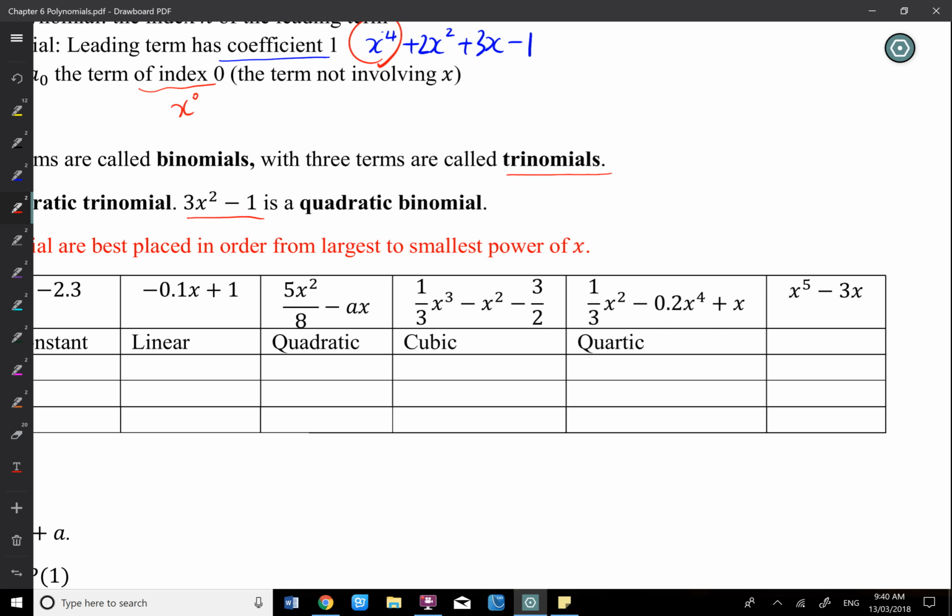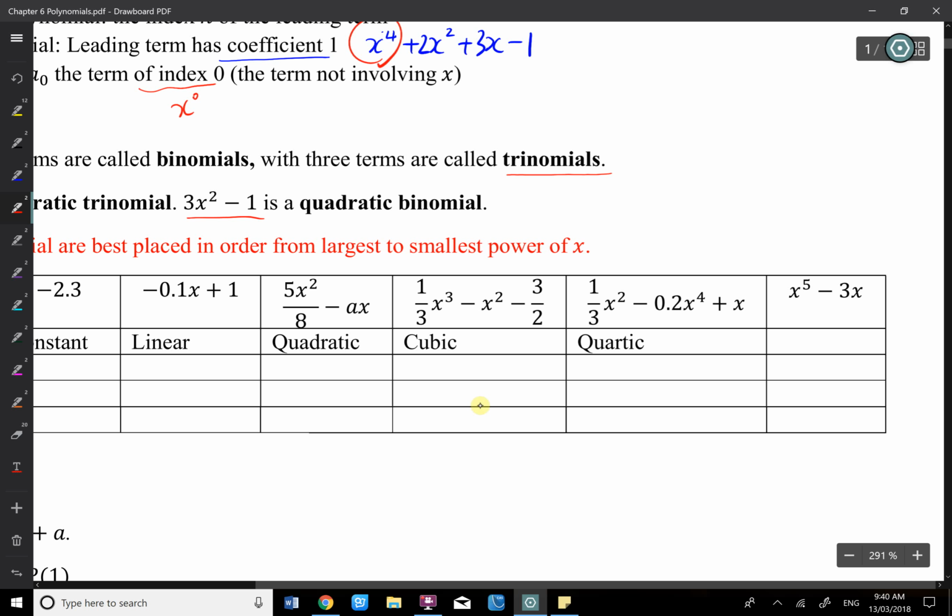Well, you can have a look. For example, we have x to the power of 4 plus 2x. I can say that's a monic quartic binomial.